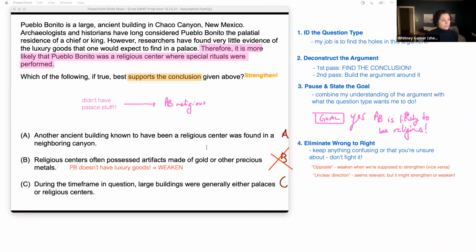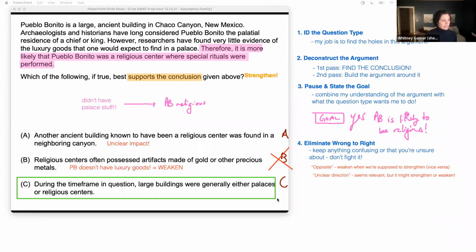And so instead of an opposite, this becomes the unclear. We'll think of this as an unclear direction or unclear impact. It might seem relevant, but it's not entirely clear how. But during the time frame in question, in this case, our correct answer is C. I'm a much bigger fan of eliminating wrong answers to whatever's left over. But how does this answer choice help us? It helps us understand the quick switch from, yeah, we thought it was a palace, to now, all of a sudden, we think it's a religious center without any positive evidence for a religious center.